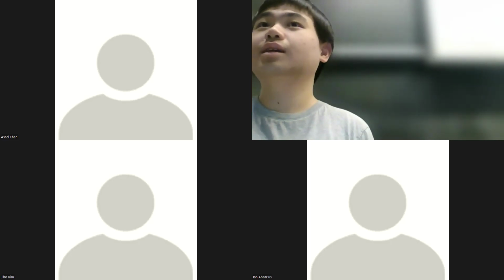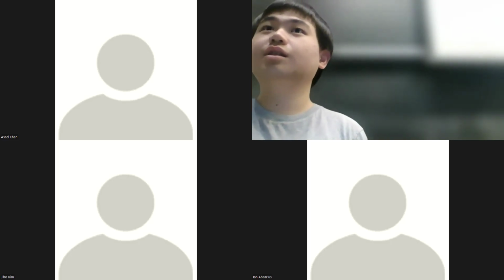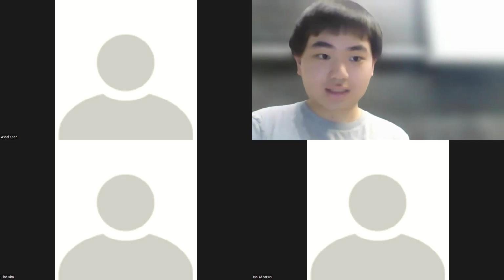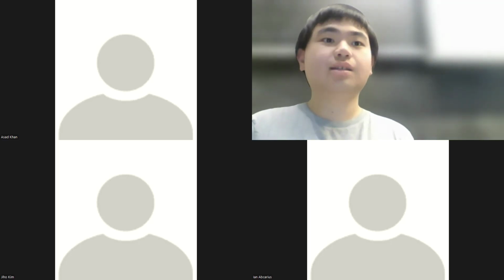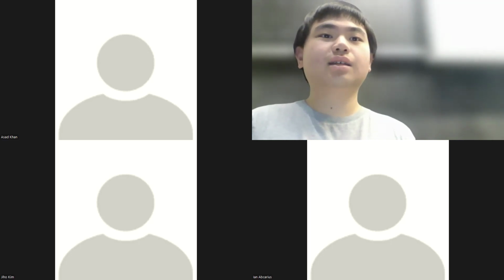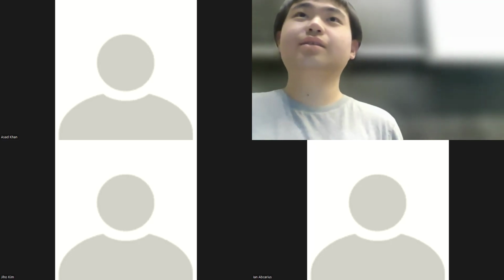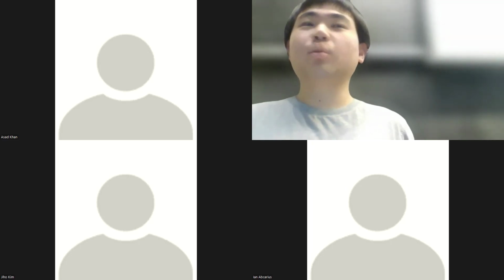Show us what a Fourier layer would look like. I think I have a picture of that. Let me see. I think I forgot to include it. I can show it to you later.